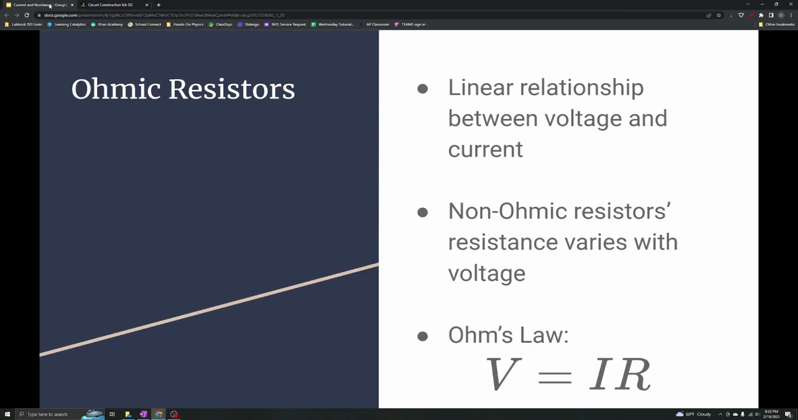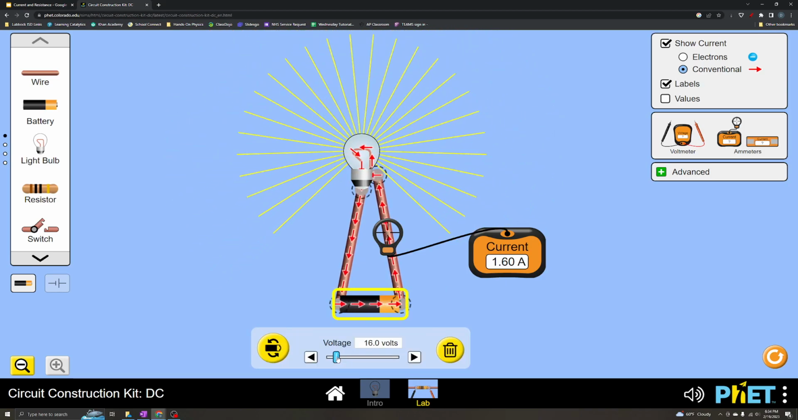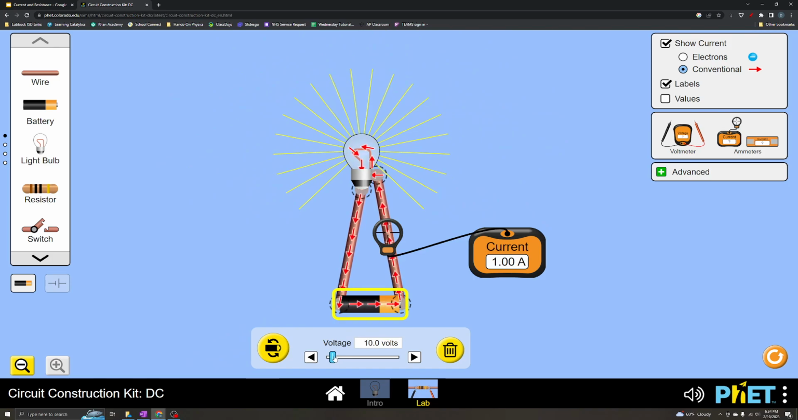Now, another thing we need to know about is non-ohmic resistors. Those are ones where the resistance will actually vary with the voltage. And typically what we see here is that the resistance varies a lot at the lower voltages, but when you get to higher voltages, it tends to level off and reach kind of an upper bound. So I'll show you what that looks like here. If we come over here, I'm going to remove, let me actually reset my battery first. We'll put it back at 10 volts.